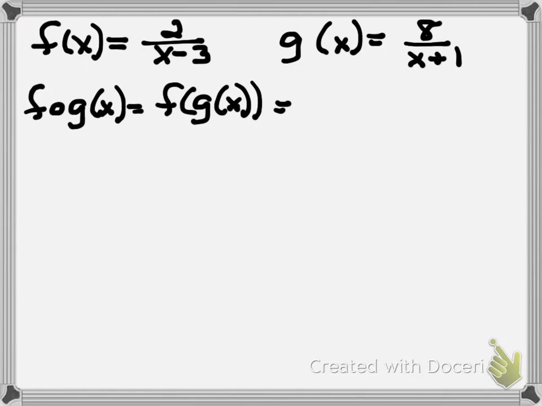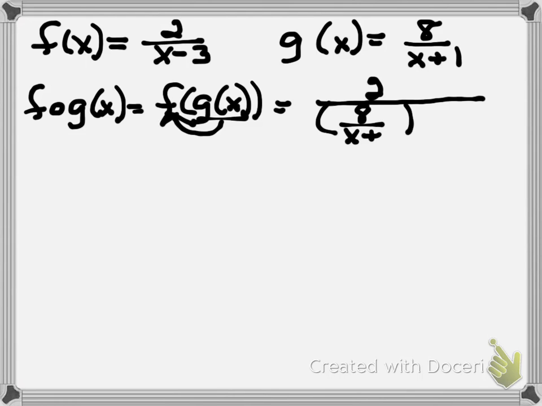F of x is 2 over x minus 3, g of x is 8 over x plus 1. So again, I'm putting the g function into the f function. So 2 is in the numerator. In the denominator, in place of x, I'm putting 8 over x plus 1. And the rest of the denominator is minus 3.